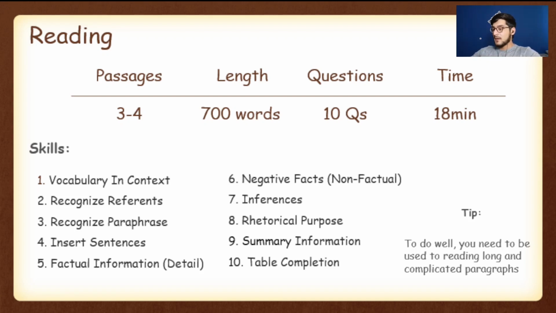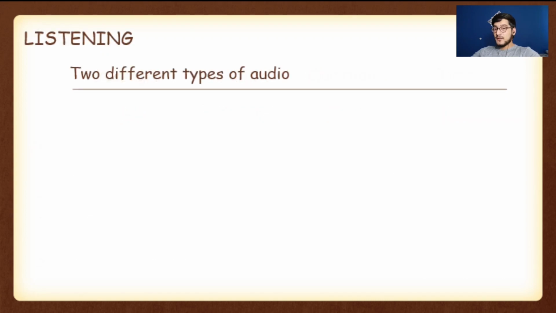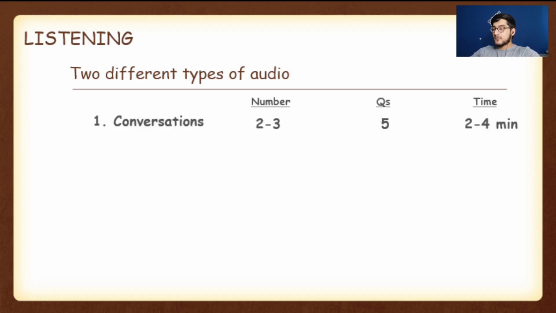Good for you. The next section is about listening. We have 2 different types of audio. Of course, it's listening, so we should listen to something, and they're not actual people. We are working with a computer, so there needs to be audio which has already been recorded for us beforehand. The first type of audio is conversation. There are 2 or 3 conversations in each test, with 5 questions per conversation. Each conversation lasts for 2 up to 4 minutes. It differs from student to student.